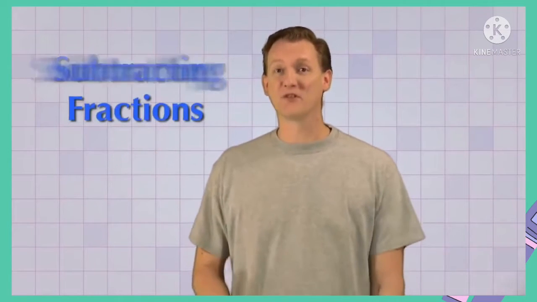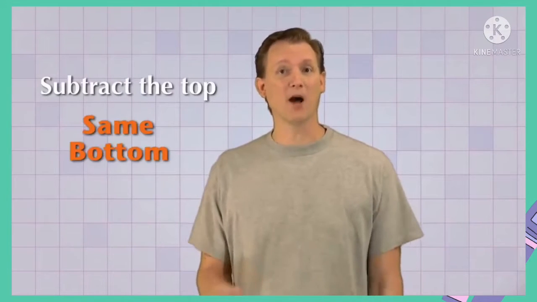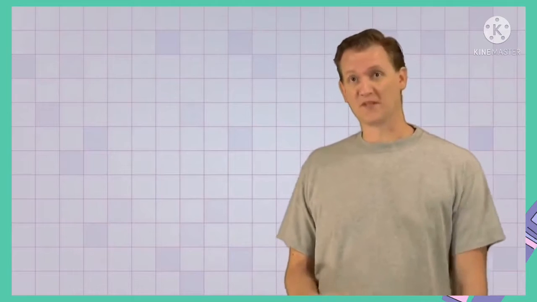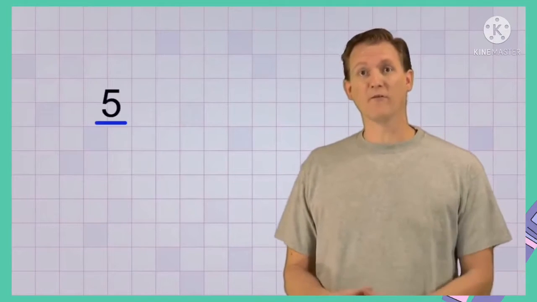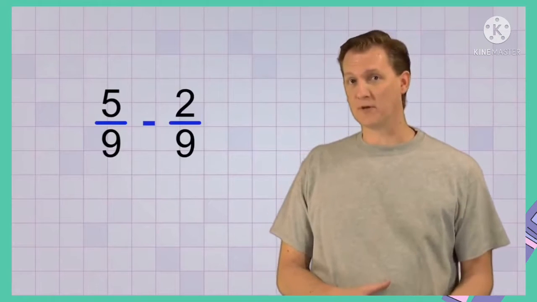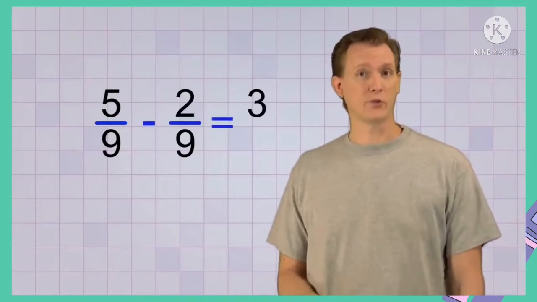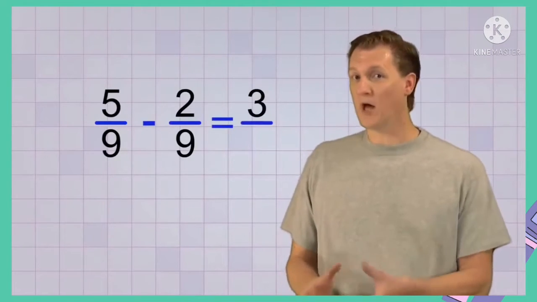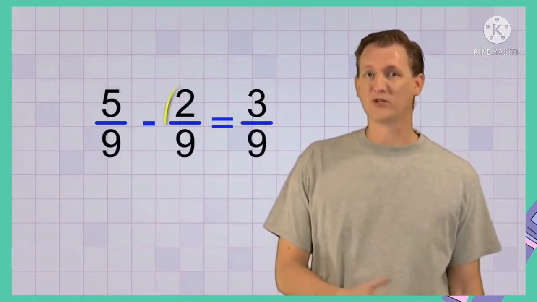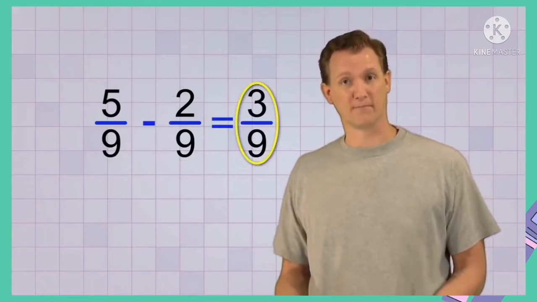Yep, if the bottom numbers are the same, all you have to do is subtract the top numbers and keep the same bottom number in your answer. Here's an example of subtracting fractions with the same bottom numbers. 5 over 9 minus 2 over 9. First we subtract the top numbers. 5 minus 2 equals 3. Then we just write the same bottom number in our answer, 9. So 5 over 9 minus 2 over 9 is 3 over 9. Yep, adding and subtracting fractions with the same bottom numbers is easy.